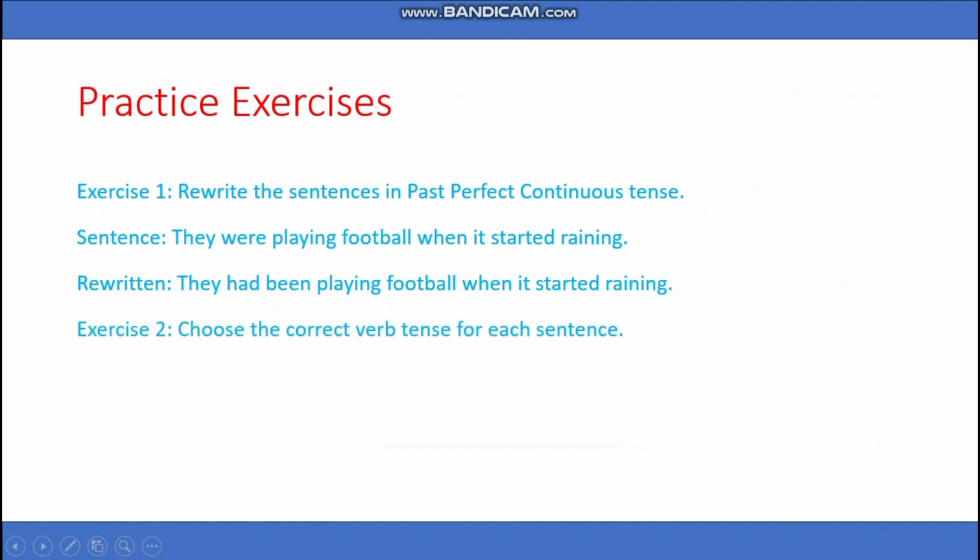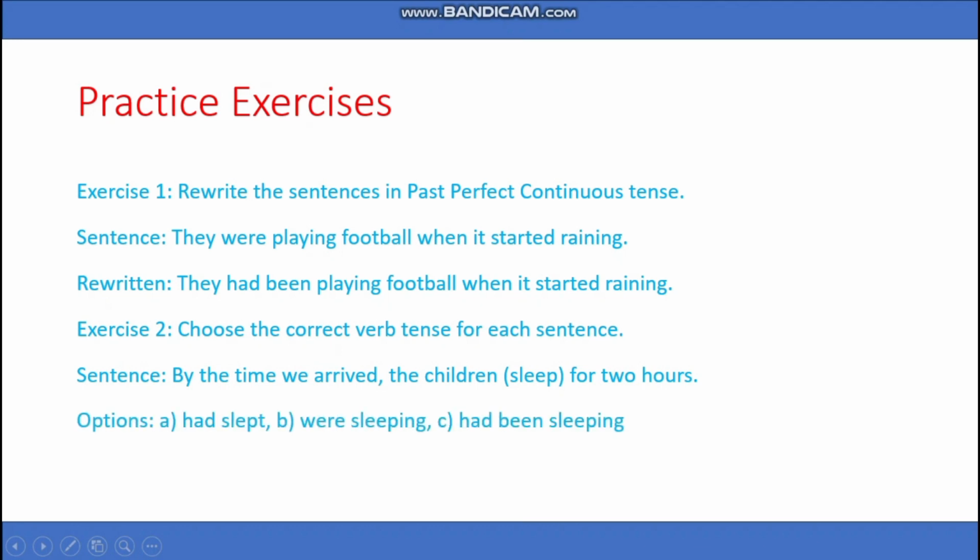Exercise 2. Choose the correct verb tense for each sentence. By the time we arrived, the children, in brackets sleep, for 2 hours. Option A is had slept. B is were sleeping. C is had been sleeping, and D is no D. The correct answer is had been sleeping. This is the past perfect continuous tense.